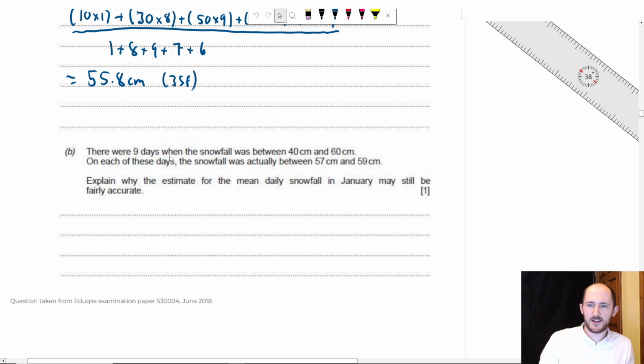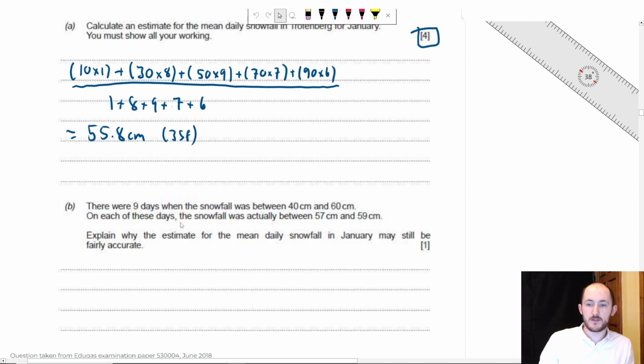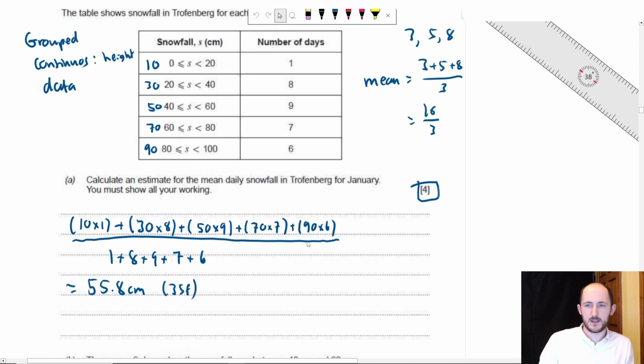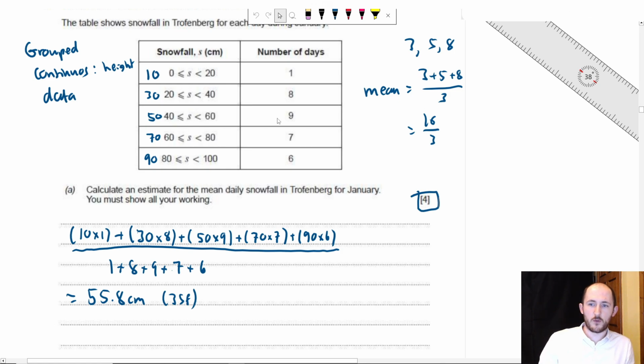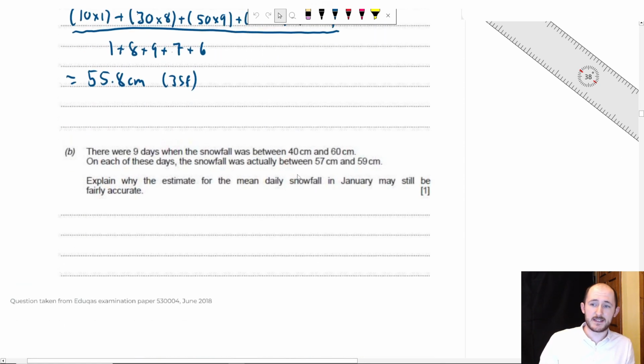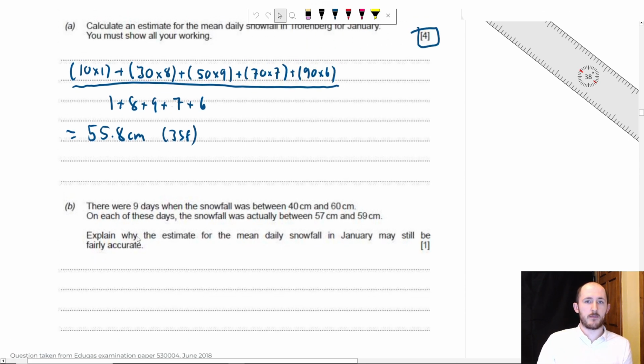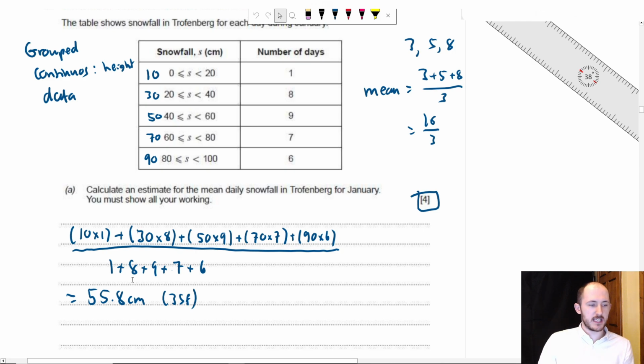Okay, so there were 9 days when the snowfall was between 40 and 60 centimetres. On each of those days, the snowfall was actually between 57 and 59 centimetres. Interesting, right? So before it was 40 and 60 was 9. In actuality, it was between 57 and 59. What this question tends to be, the part B, is why is your mean an estimate? So let's ignore part B for now.